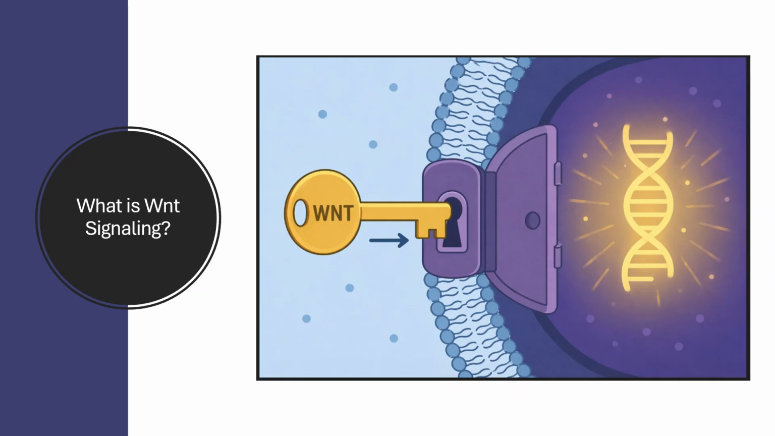Wnt is a chemical signal your cells send to each other, especially during brain development. When a Wnt signal arrives at a cell, it's like a key turning a lock. That lock opens a set of those genetic knobs, and suddenly certain genes get turned up. This system is critical for building the brain correctly before you're born.